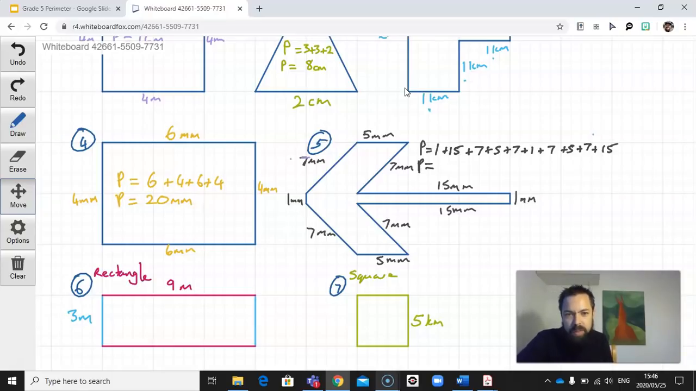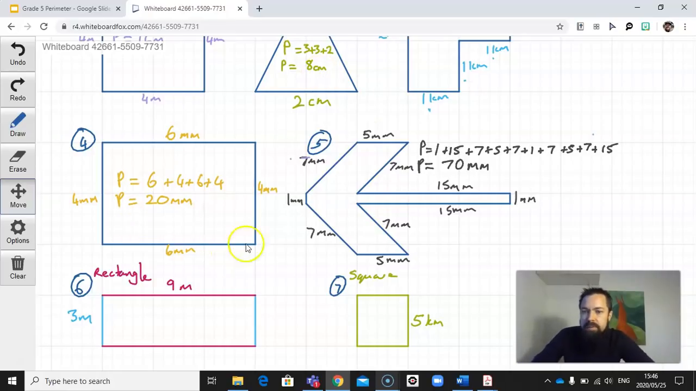Oh, I don't know how good your mental arithmetic is. It might have taken a while to add that up. 16, 17, 18, 28, 29, 30, 35, 36, 43, 48, 55, 65, 70. So P is equal to 70, and we must make sure to put in a unit, 70 millimeters. Okay, this is where actually you are going to go next, looking at question 6.